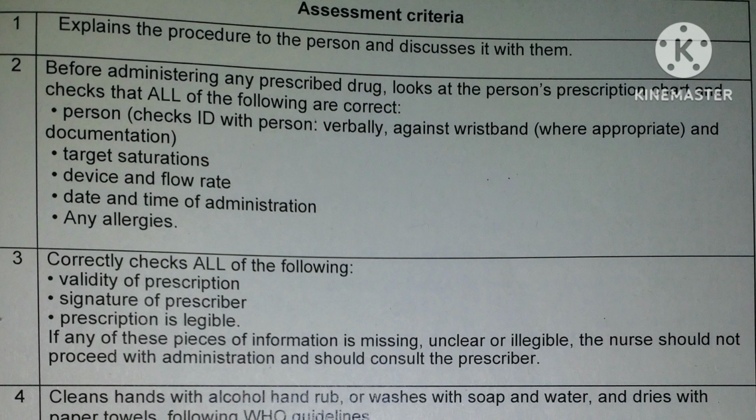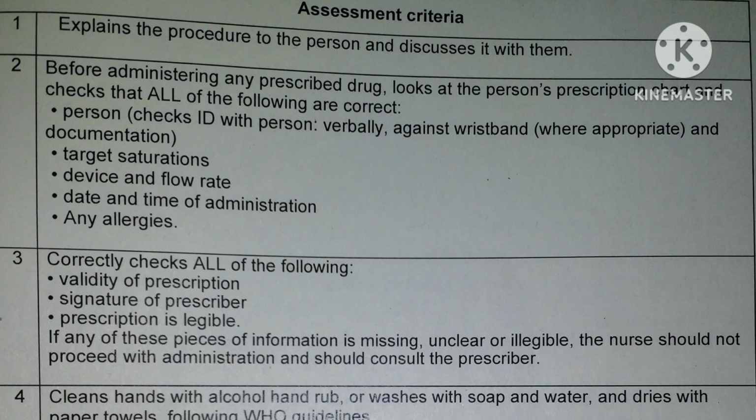Then how will we meet this marking criteria? We can tell them, "For safety purposes, can you tell me your full name and date of birth please, and can I check your identification band if there is one?" If it's in the community, you don't have any identification band, so you can ask the name and date of birth verbally. Then, "Do you have any allergies that you know of?" "Okay, that matches with what I have on your drug chart." We can inform them like that.